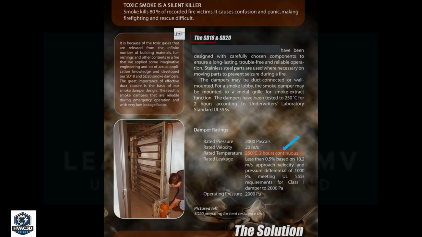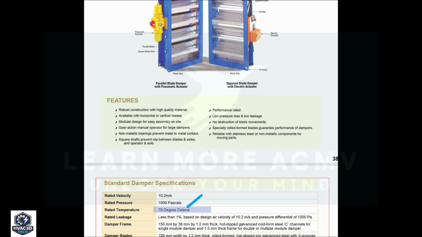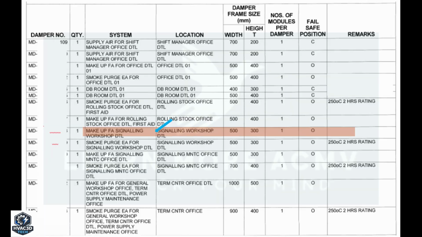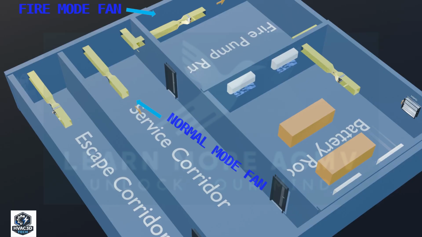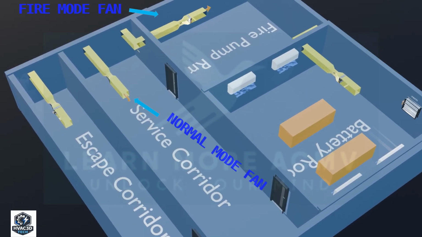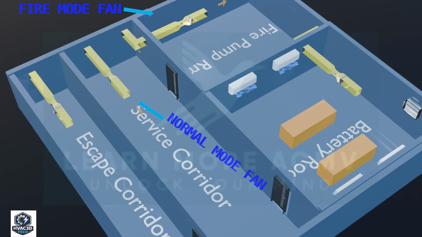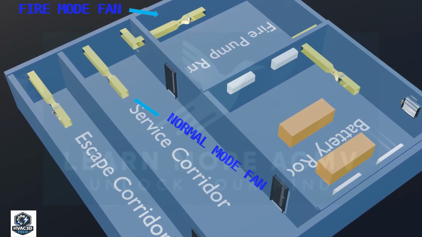The type of damper selected always depends on the system requirement. If the damper is used only for normal ventilation control, a motorized damper is sufficient. But when the damper is part of an emergency smoke control system, it must be able to withstand high temperatures, typically up to 250 degrees Celsius. To understand this better, we first need to know the difference between normal mode and emergency mode.